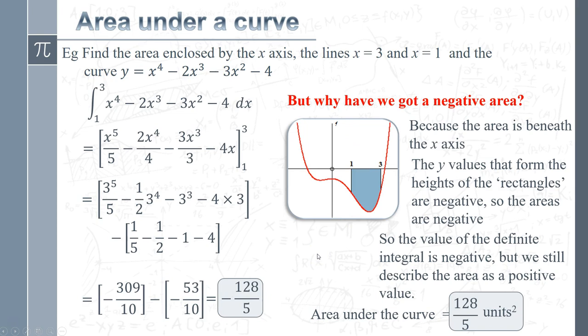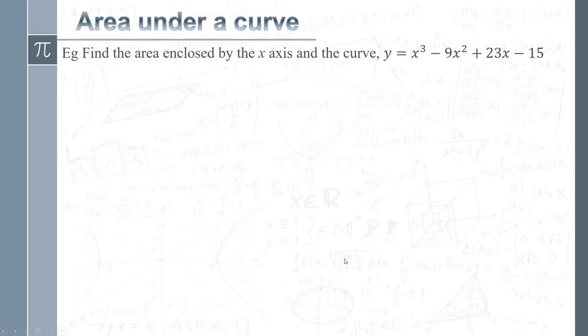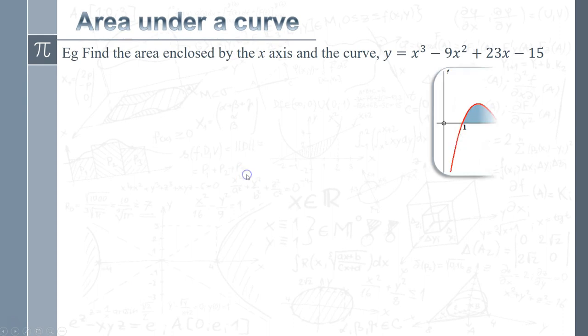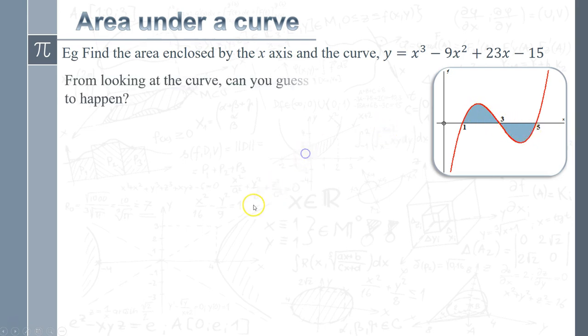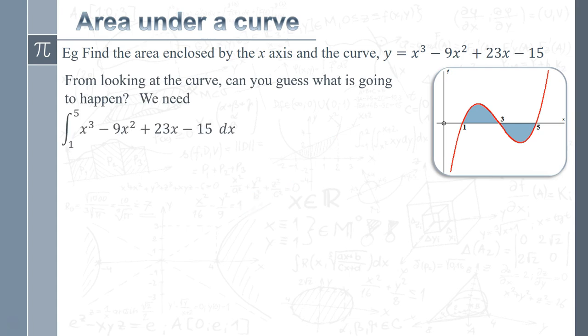Okay, now, this idea of the y values, the heights of the rectangles being negative, does create a little bit of an issue that we need to be a bit careful about. So let's have a look at this curve here, and I've sketched it to begin with, and we want the area of the blue bits. So you can look at that and think, okay, well, what is the value of the definite integral going to be? Because we're looking for that definite integral, the area of the curve between 5 and 1, and that will give us our blue bits. And so let's just work it through, and as I say, you've probably guessed what's going to happen. Let's just see it in action.